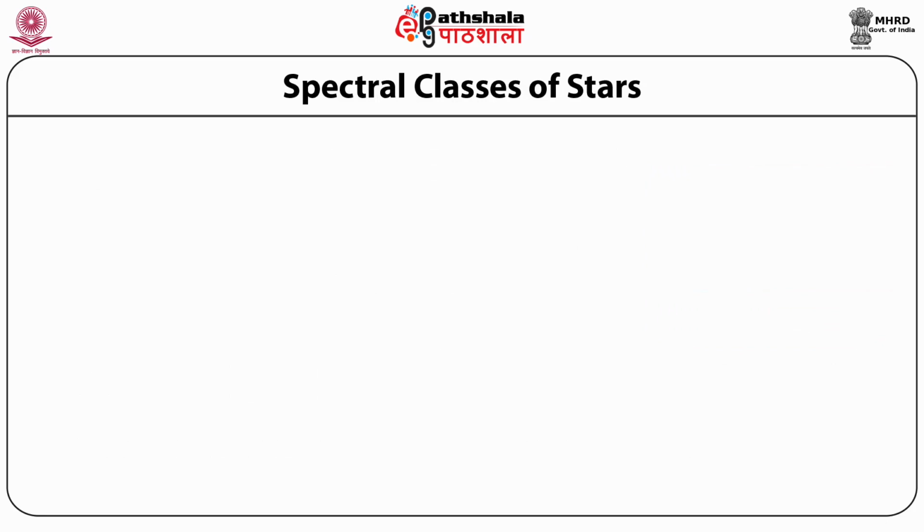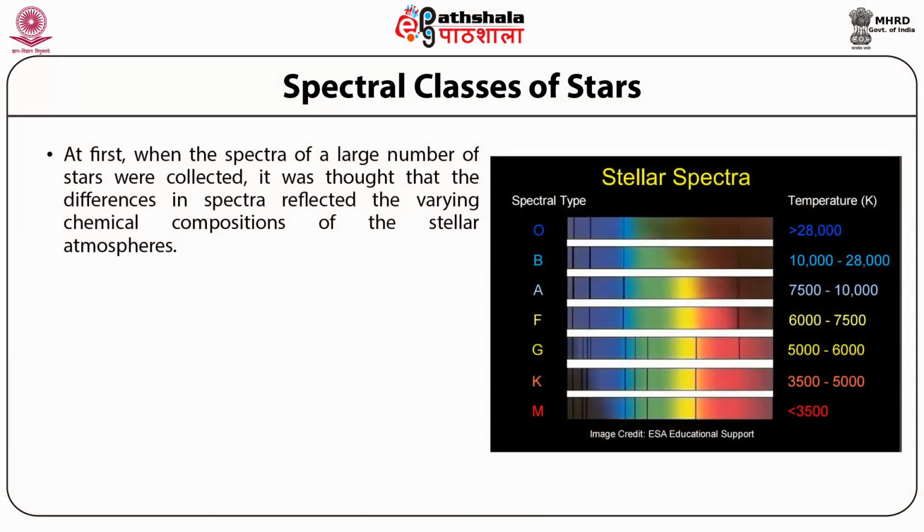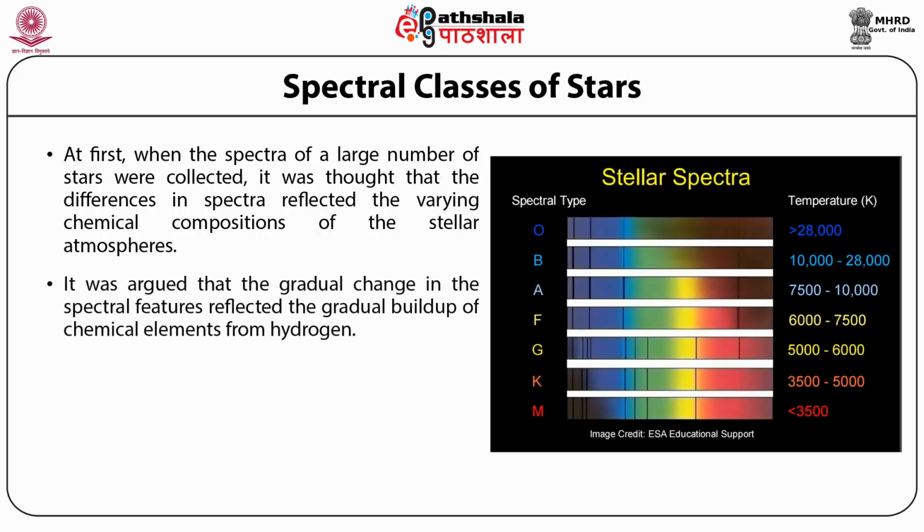Spectral classes of stars. At first, when the spectra of a large number of stars were collected, it was thought that the differences in spectra reflected the varying chemical compositions of the stellar atmospheres. It was argued that the gradual change in the spectral features reflected the gradual buildup of chemical elements from hydrogen. The system of classification of stars is known as the Harvard system because it was developed at the Harvard Observatory, mainly due to the work of Annie Cannon following the work of Henry Draper.